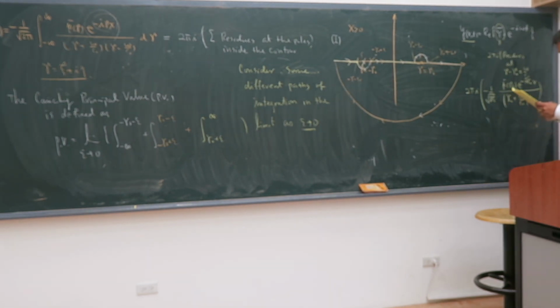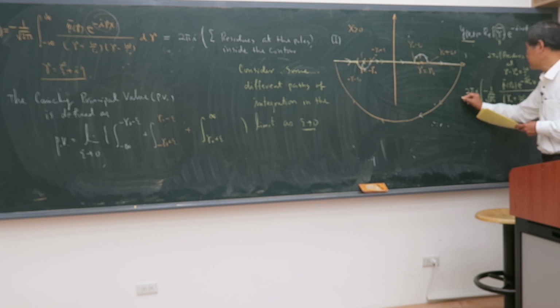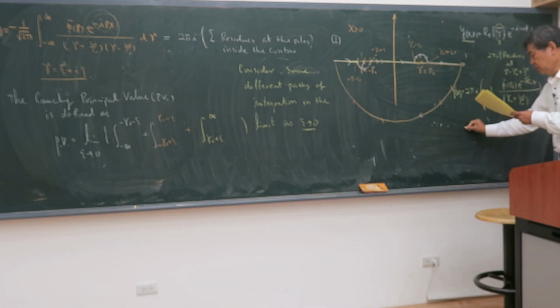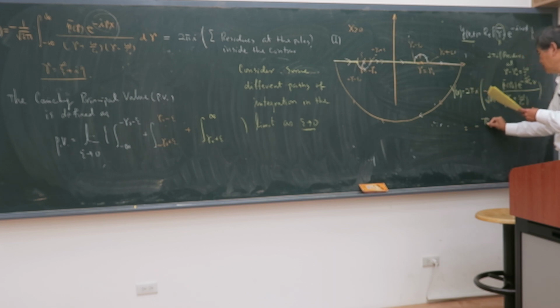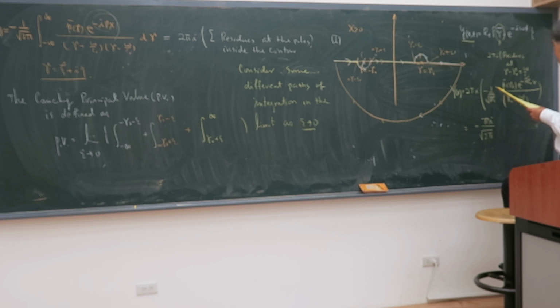All right. Then yx equals minus pi I over square root 2 pi, pi I, right?